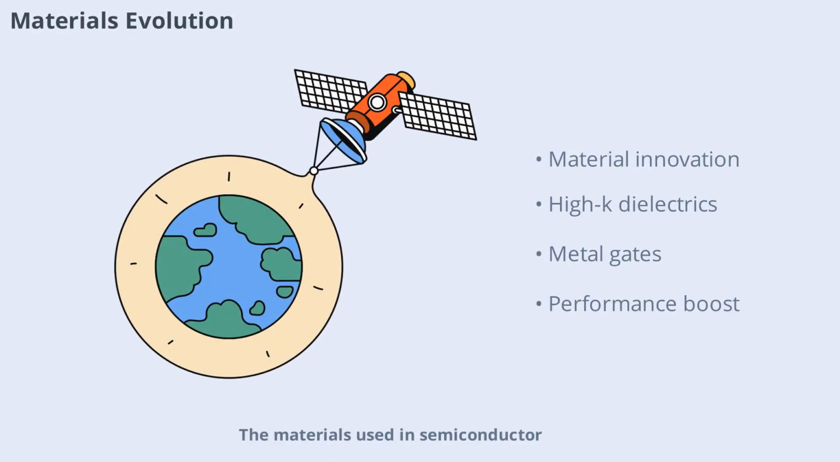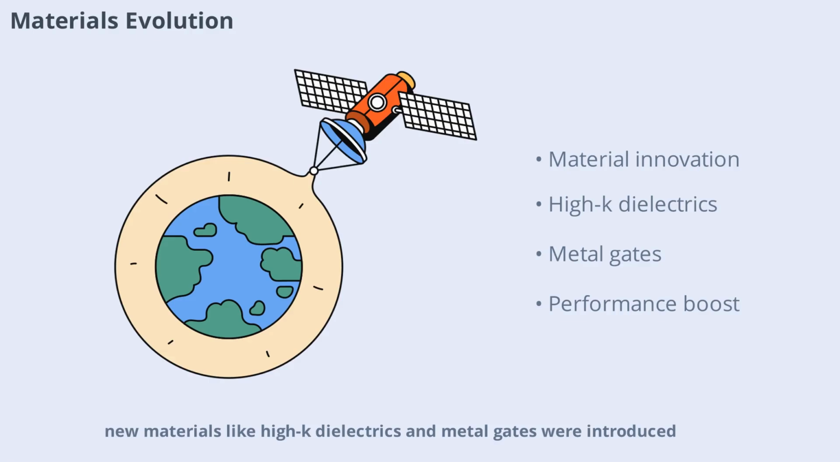Materials used in semiconductor manufacturing have evolved alongside process nodes. Early chips relied on simple silicon, but as nodes shrank, new materials like high-K dielectrics and metal gates were introduced. These innovations help maintain performance and reliability, even as features become incredibly small. Materials science is a key driver of progress in chip manufacturing.